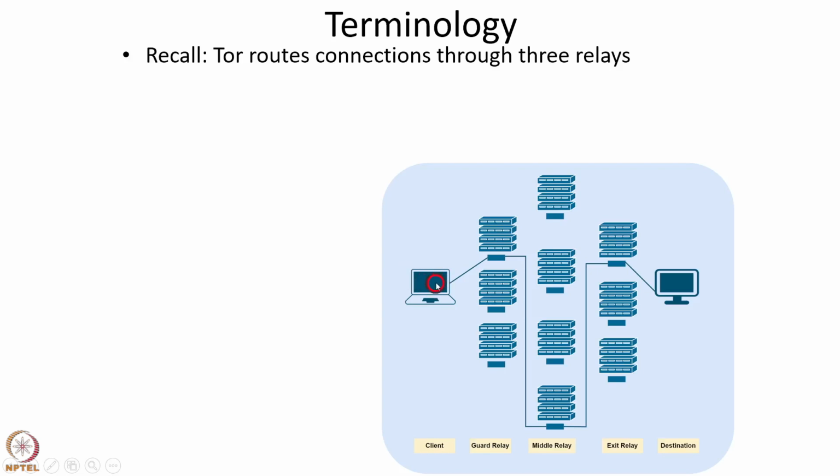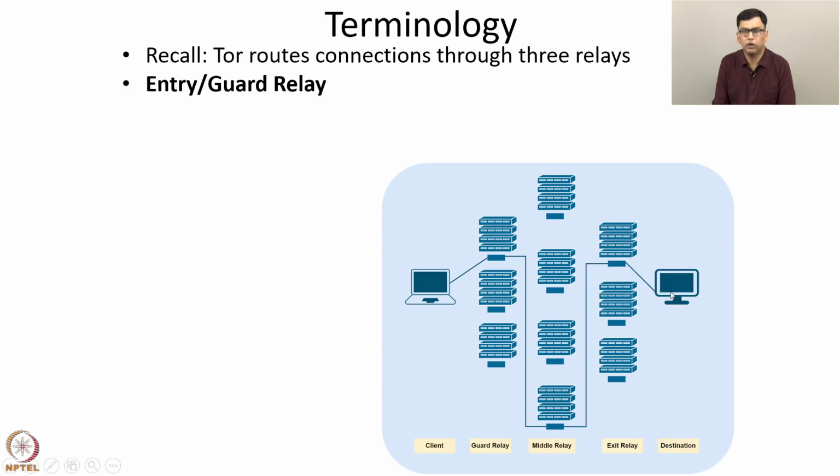This is the source or the client, and this is the destination. And the connection between the source and the destination is via three intermediate relays. This is the first relay, this is the second relay, and this is the third relay. And the connection is shown here by these lines. So this is the connection from the source to the first relay, then from the first relay to the second relay, and so on. This is the connection from the second relay to the third relay, and this is the connection from the third relay to the destination.